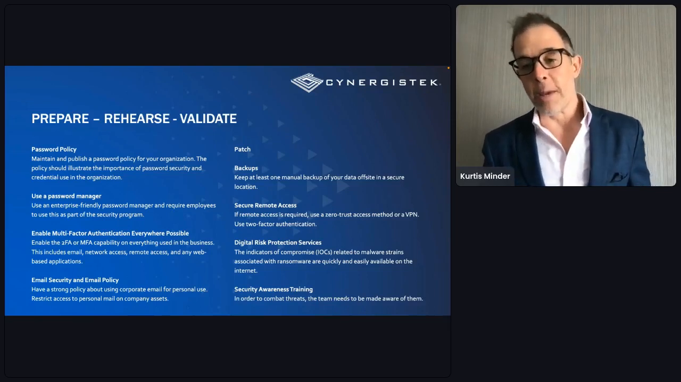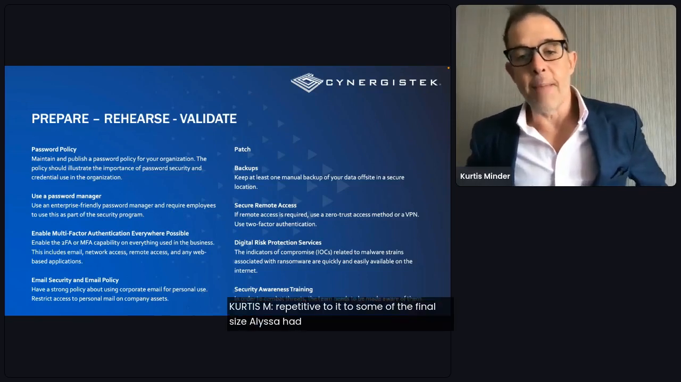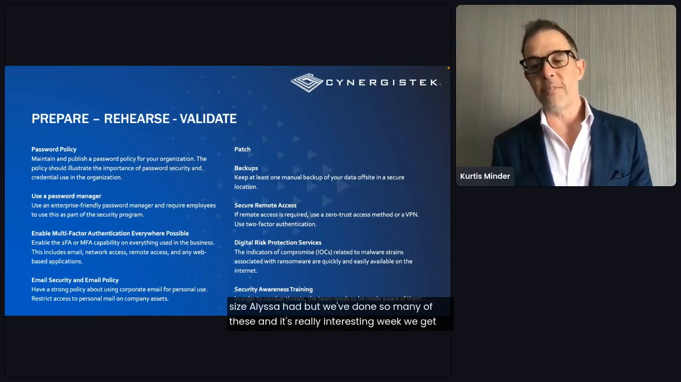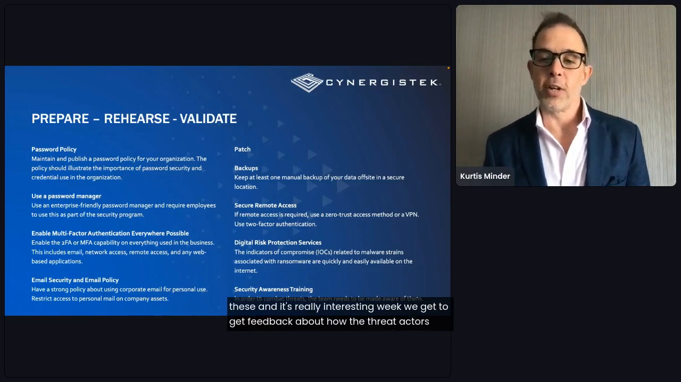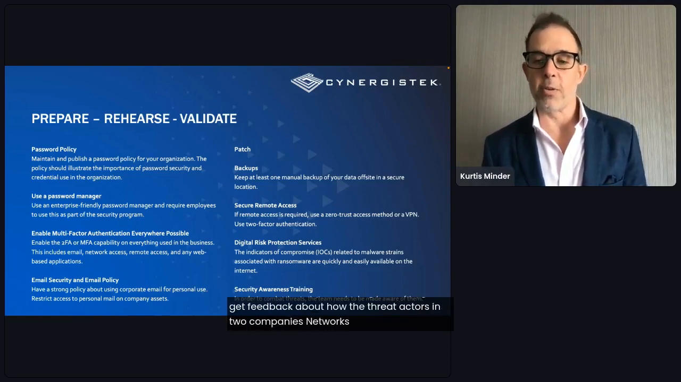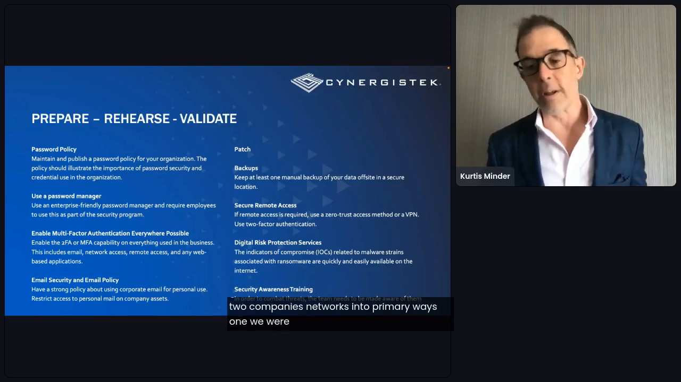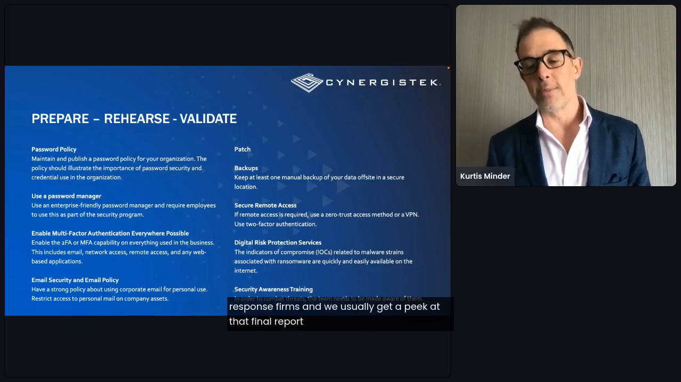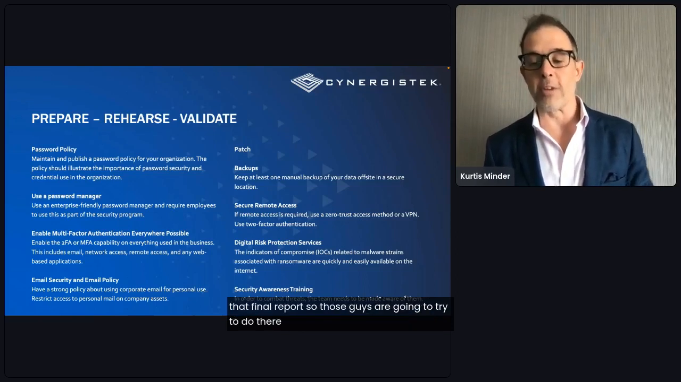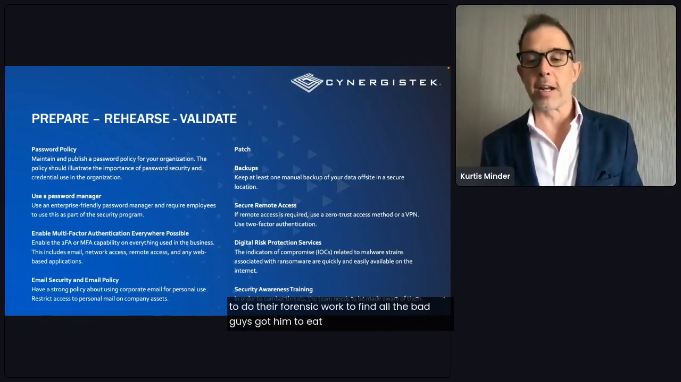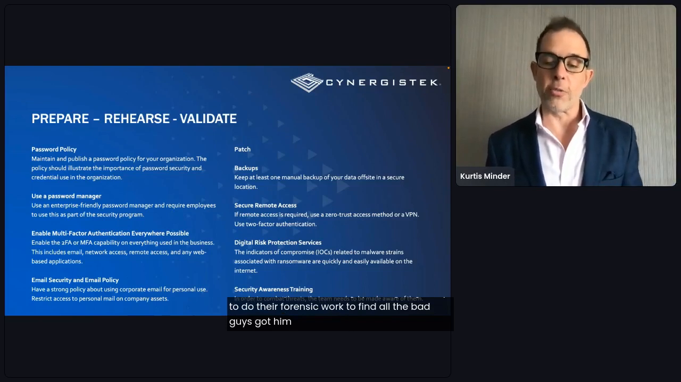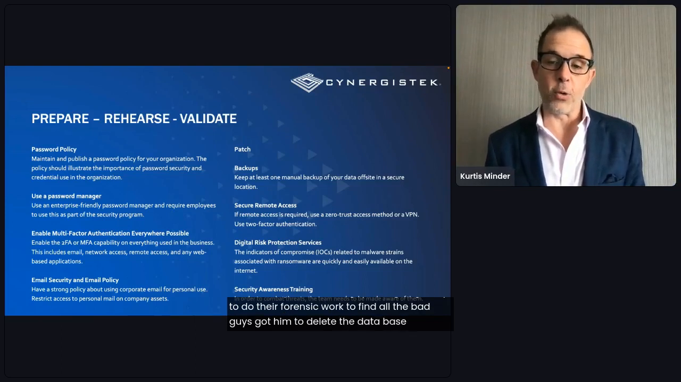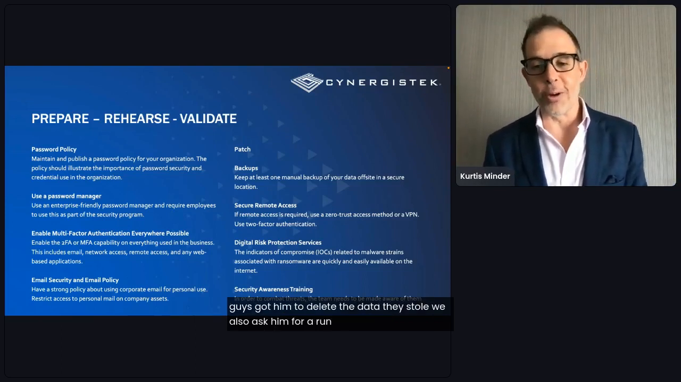This is going to be a little bit repetitive to some of the final slides that Alyssa had, but we've done so many of these and it's really interesting. We get feedback about how the threat actors got into companies' networks in two primary ways. One, we work very closely with the incident response firms, and we usually get a peek at that final report. So those guys are going to try to do their forensic work to find out how the bad guys got in. So we usually get a copy of that. The other thing we do is when we're negotiating with the threat actors, we don't just ask them for the decryptor. We don't just ask them to delete the data they stole. We also ask them for a report on how they got in.